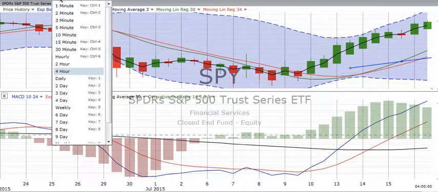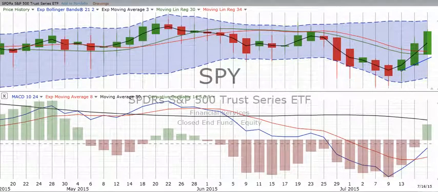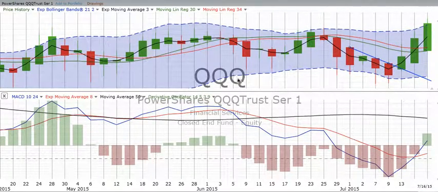Now, let's go back out to our 2-day chart and let's take a look at the Qs, my favorite chart, QQQ. What is that?